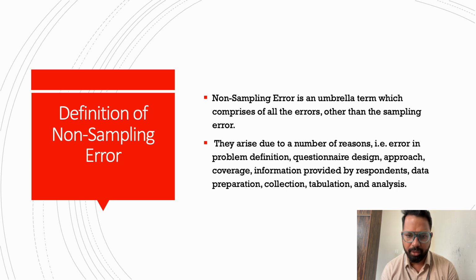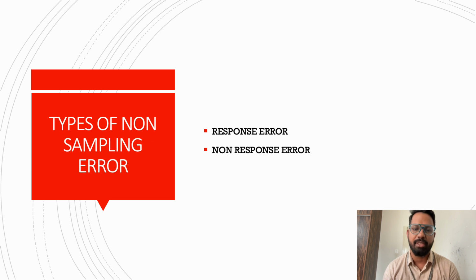It can be related to error in problem definition, error in the questionnaire, error in your research design approach, error in the information provided by respondents, error in your tabulation, error in your coding, or error in your analysis. All those things can be categorized as non-sampling error. What are the types of non-sampling error we have? We basically have response error and non-response error.